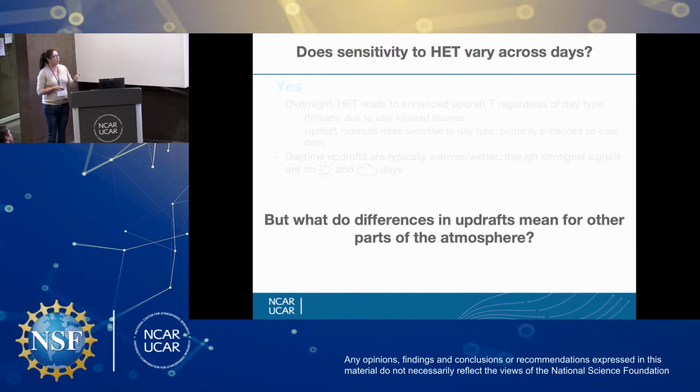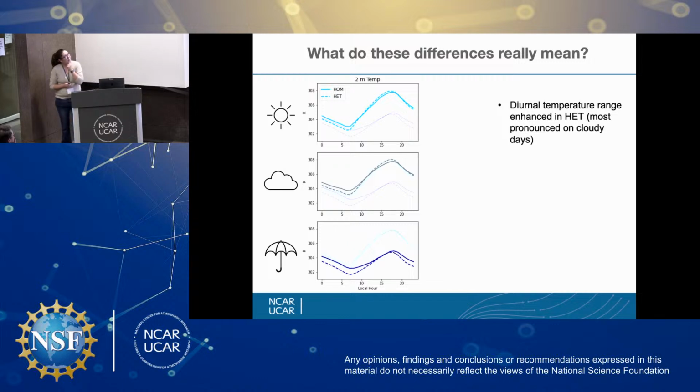So what I wanted to look at was, are there differences in clouds or precipitation, something that's a little bit more tangible than just, are the updrafts warmer or not? So one of the interesting signals I think we see is in temperature. These are diurnal cycles of 2-meter temperature on clear, cloudy, and rainy days. If it's put in a bolder color, that's the day we're looking at. Homogeneous case is solid, heterogeneous case is dashed.